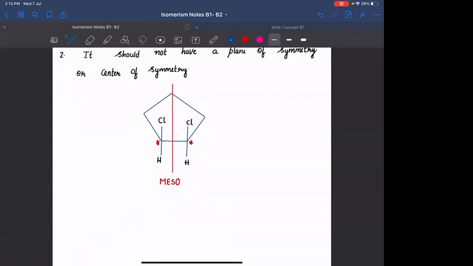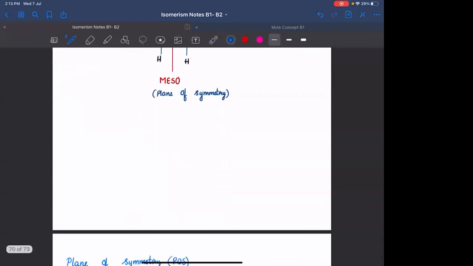Okay, I hope this is clear. What is the reason for that? Because of plane of symmetry. Okay, let us take another example.